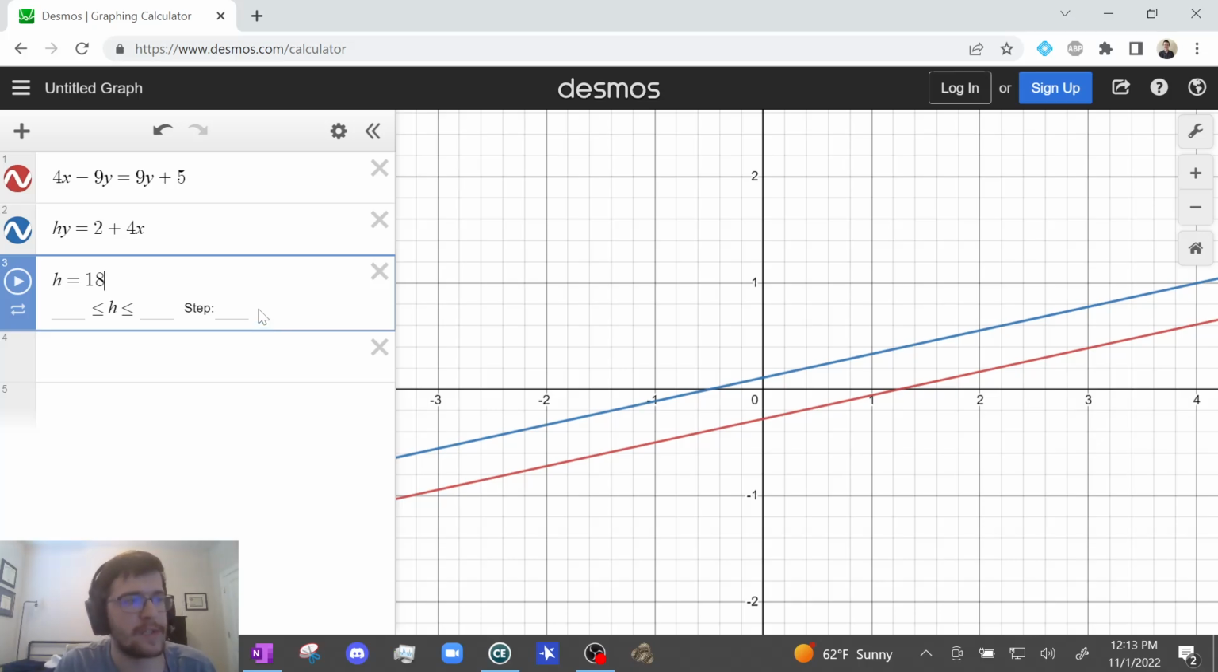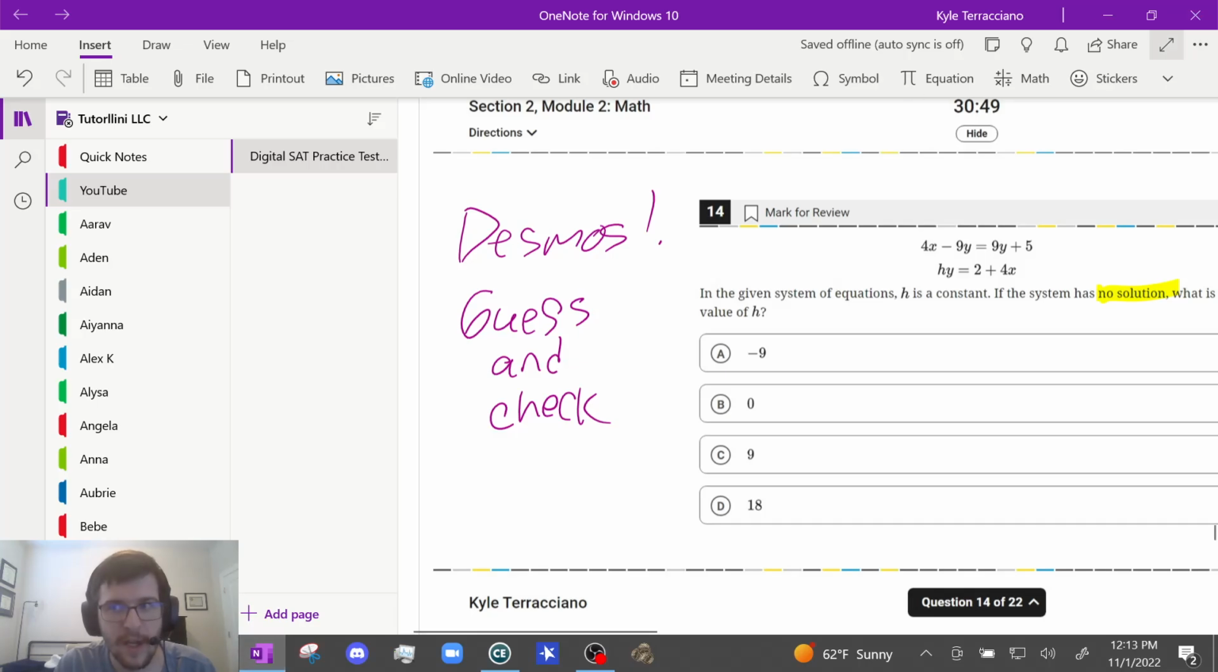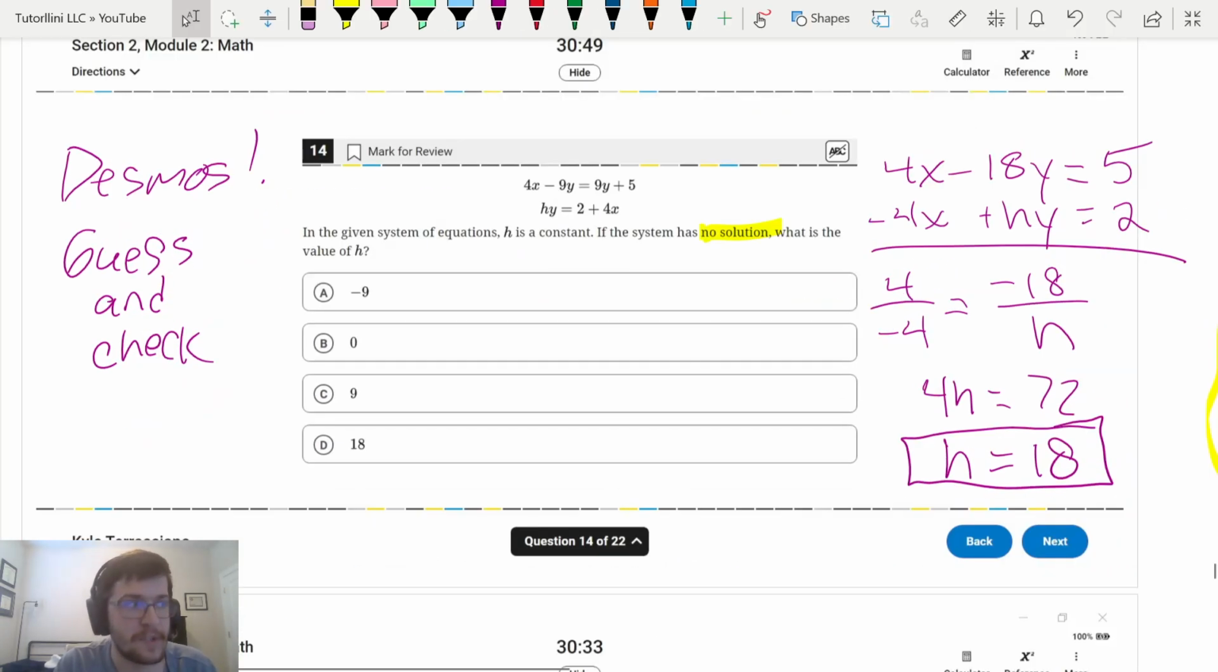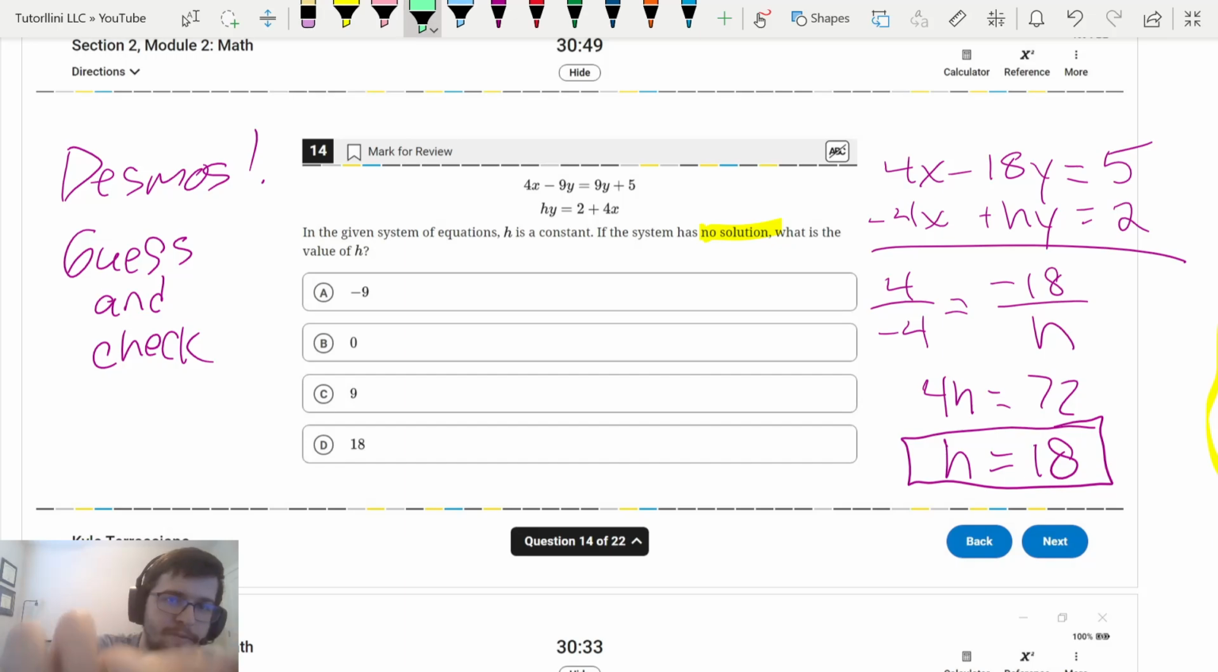So see, you could have done this one probably in about 30 seconds. I went slower to show you guys, but probably like 20 or 30 seconds you could have gotten the answer, because it's multiple choice. If this were a free response, this would be a much harder question because you'd pretty much have to do it by hand. But yeah, that's it. So the answer is 18. Desmos is really helpful for this one. Really helpful.